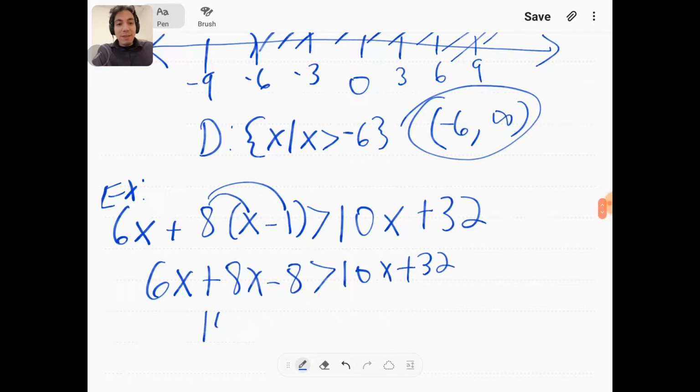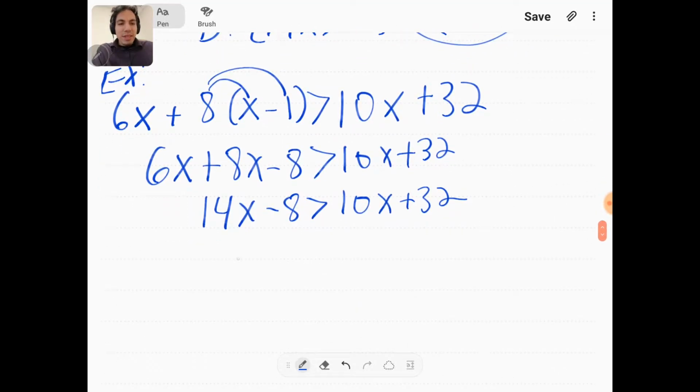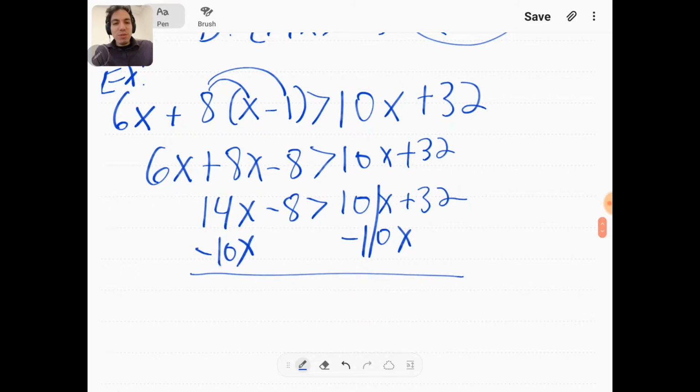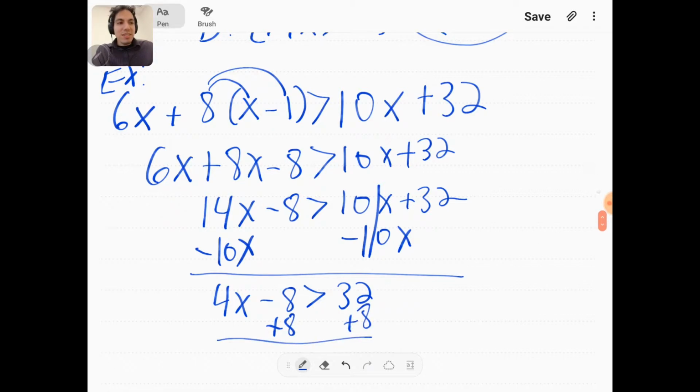Then I want all the x's on one side, preferably the left side. You don't have to do the right side, but you have to do an extra step, which I'm not going to show. It's not necessary. So you subtract 10x on both sides, I get 4x minus 8 is greater than 32. I add 8 on both sides. I get 4x is greater than 40. I divide both sides by 4. X is greater than 10.